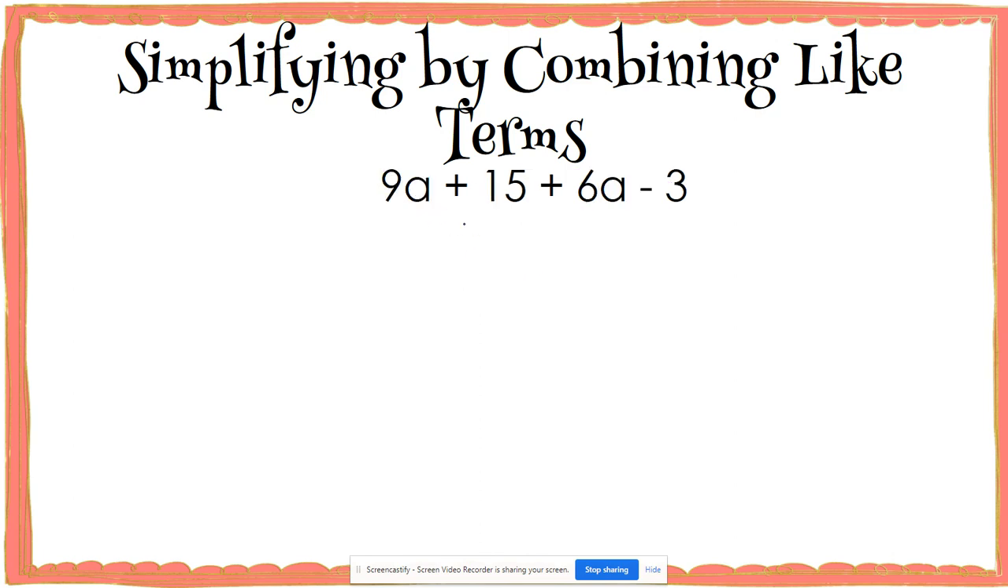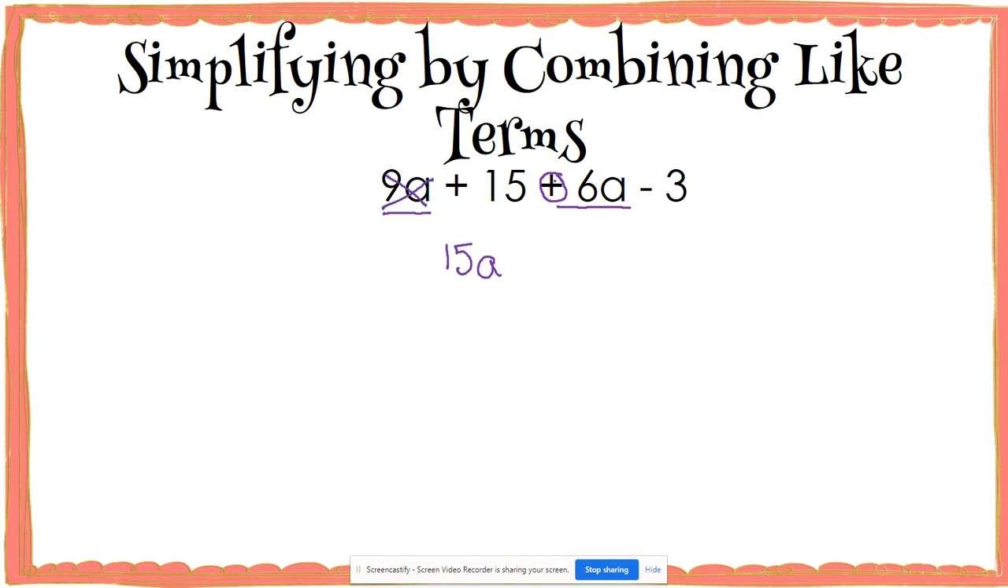Next, I have 9a plus 15 plus 6a minus 3. So I'm going to start with my first term, which is 9a, and I'm going to look for any like terms. I know that 15 is not a like term because it does not have an a, and then I see 6a. Well, those are like terms because they have the same variable raised to the same power. The plus sign in front of the 6a tells me that I'm adding, so 9a plus 6a gives me 15a.